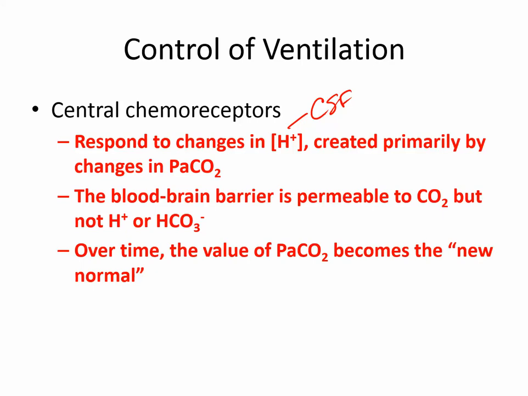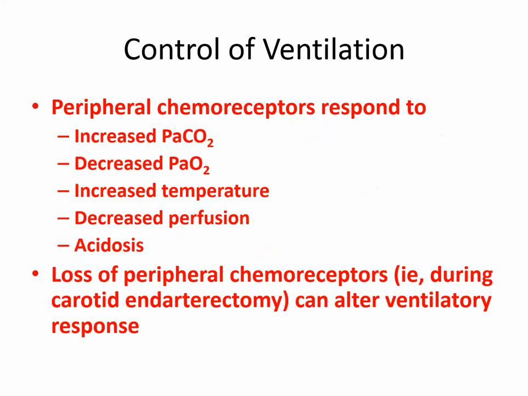The blood-brain barrier is permeable to carbon dioxide, but not to hydrogen ion or to bicarbonate. Over time, the value of PCO2 becomes established as the new normal.